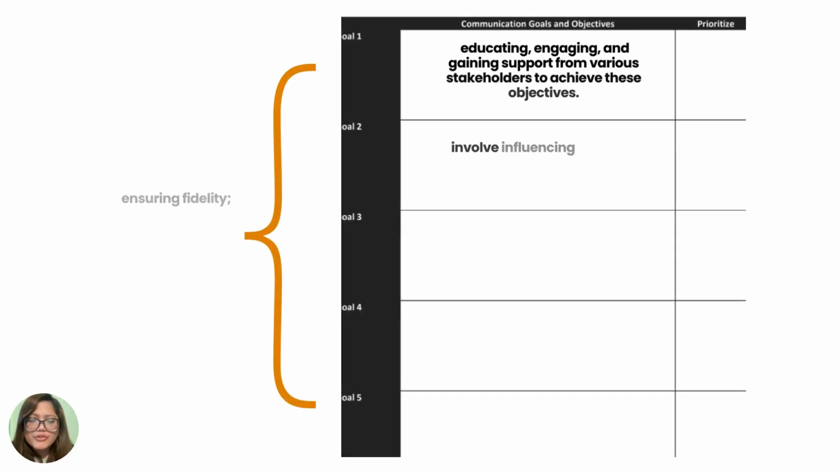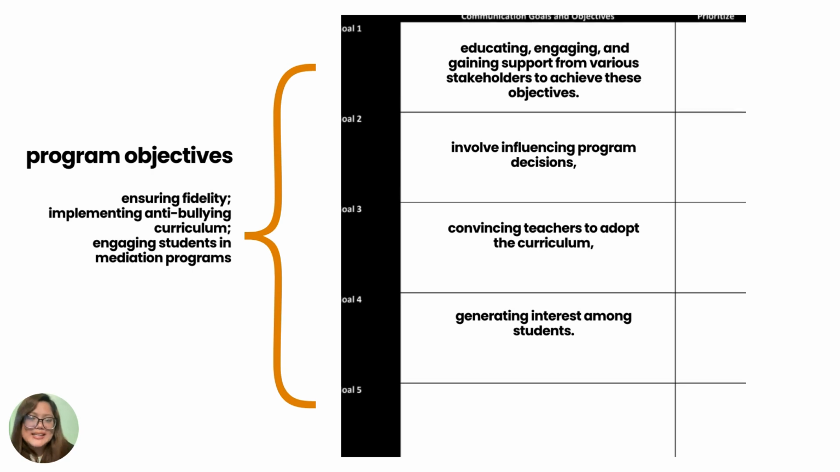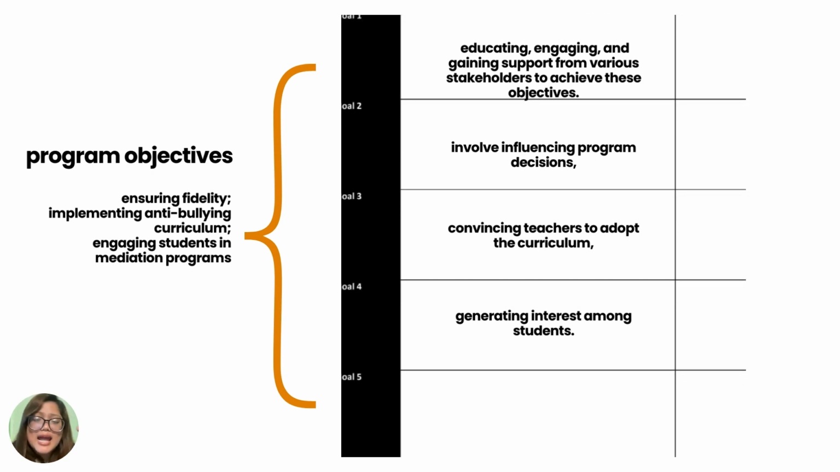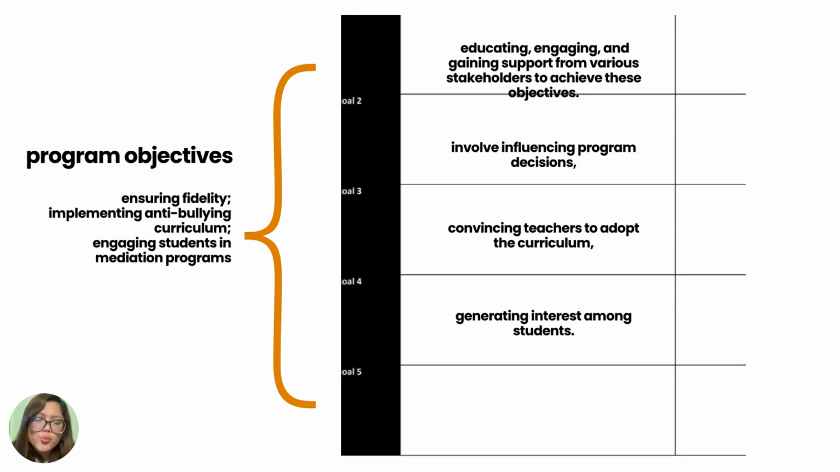For example, on the slide, you can find a sample format for setting up communication goals. So what we need to do is to identify or list our program objectives. Once we do that, we can identify communication goals that would complement these program objectives.